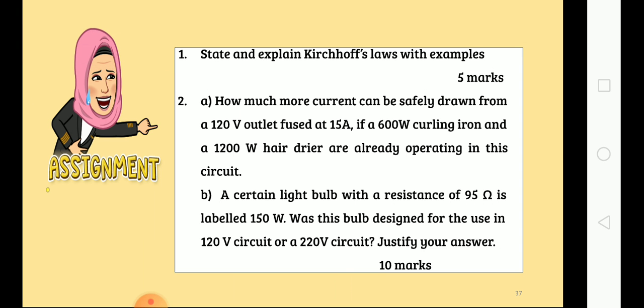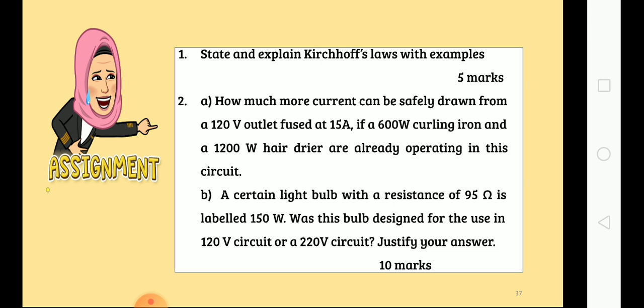These are your homework questions. First you have to state and explain the Kirchhoff's laws with example. First you have to state Kirchhoff's current law. Then write the mathematical equation, sigma I is equal to 0. Then draw a diagram and explain Kirchhoff's current law. The same you have to do for Kirchhoff's voltage law also. First state Kirchhoff's voltage law, then write the mathematical expression after drawing the diagram. Okay, so this is all expected from the first question.